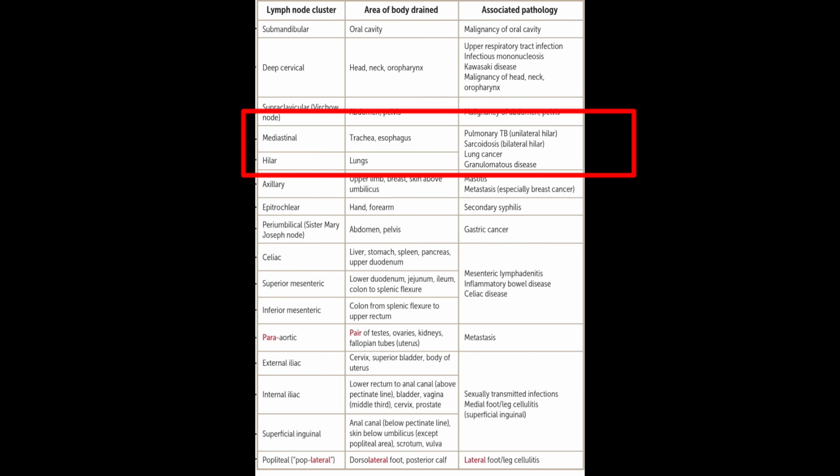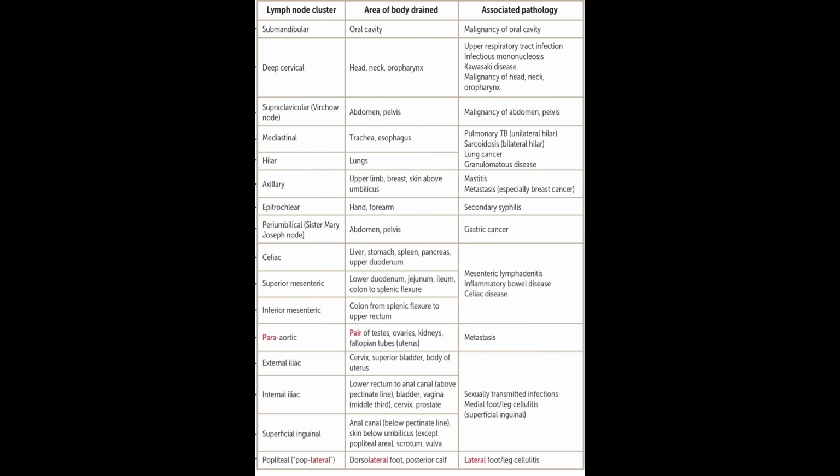The mediastinal lymph nodes drain the trachea and the esophagus, and the hilar lymph node drains the lung. So any pathology associated with the mediastinal and hilar lymph nodes denotes pulmonary TB, which may involve unilateral hilar nodes, or sarcoidosis, which involves bilateral hilar nodes, or lung cancer or granulomatous disease. So these are the 4 diseases which can involve the mediastinal and hilar lymph nodes.